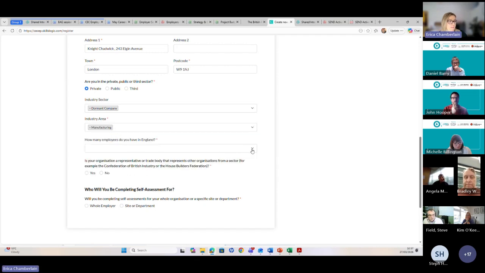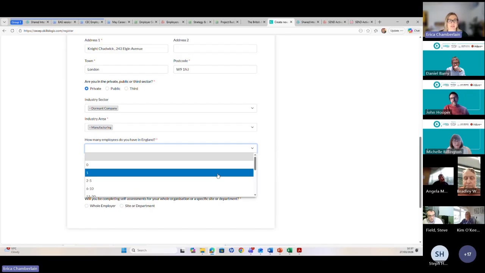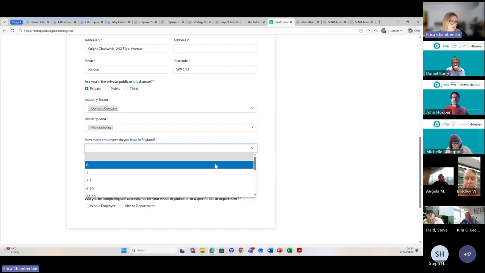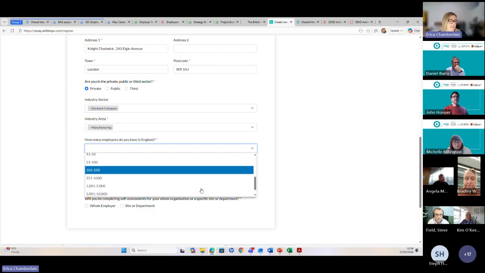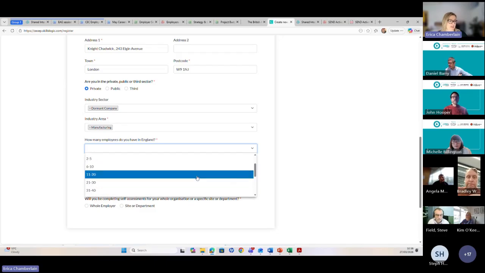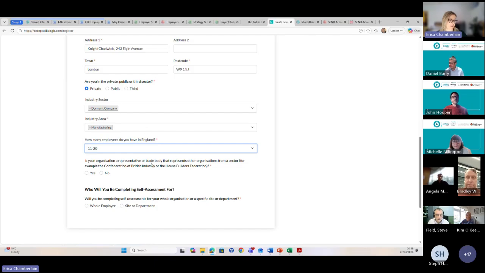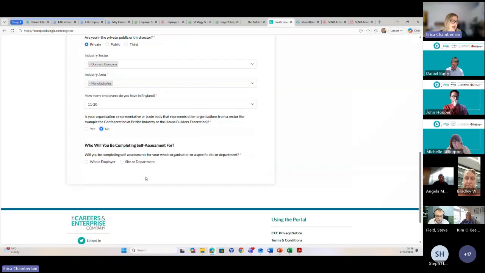Then you pick how many employees you have here, and this is important. If you're a consultant or you don't employ anyone, or you're a sole trader, then you can put 0. There are all the different levels of employment there, and this is important because it will take you to the right self-assessment for you. So click how many employees you've got. Then it asks if your organisation is a representative or trade body that represents other organisations, because we do have people like Make UK or others that would be completing this as a representative body. So I'm going to click no there. And then it asks if you're completing for a whole employer or a site.